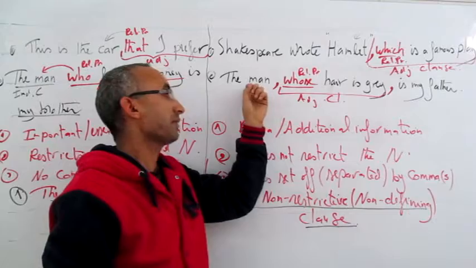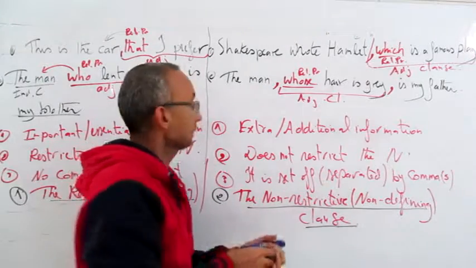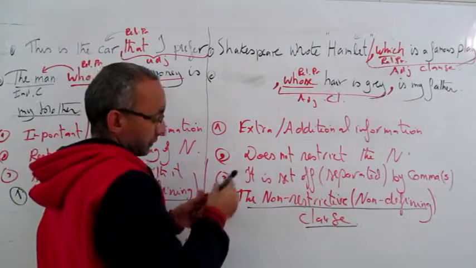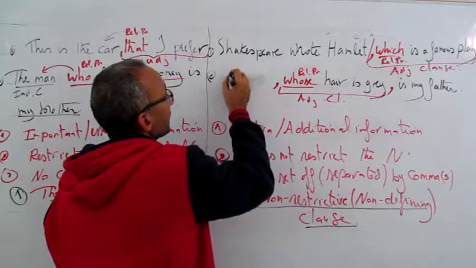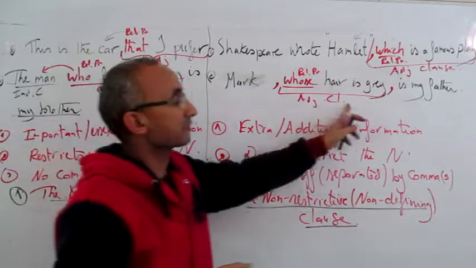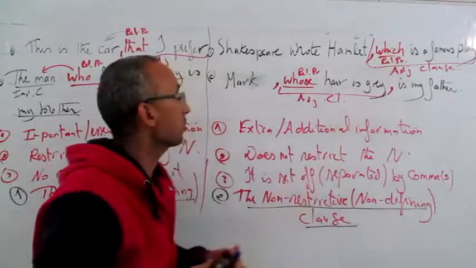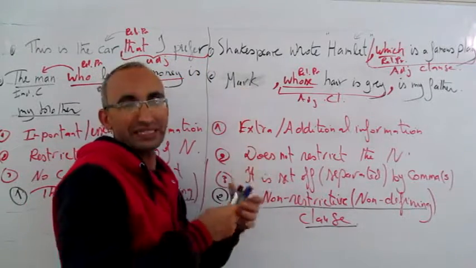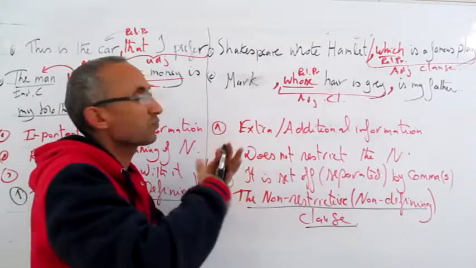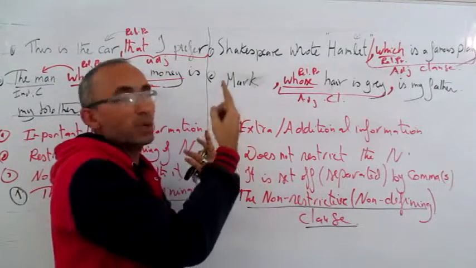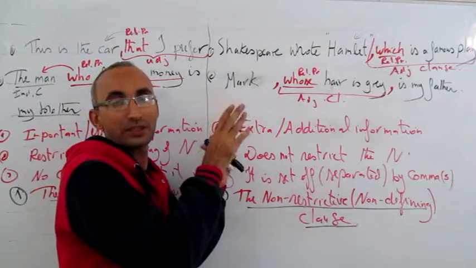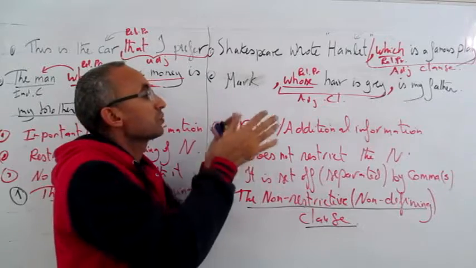We can replace the man by Ahmed. For instance, we write simply to make the example clearer: Mark, whose hair is grey, is my father. Now, Mark here, does it have many meanings, any kind of wide range of significance? No, it's Mark, one person, it's clear. Proper noun for one person, specific. He is already limited and specified and also restricted.